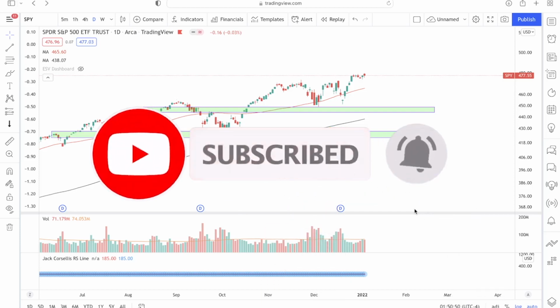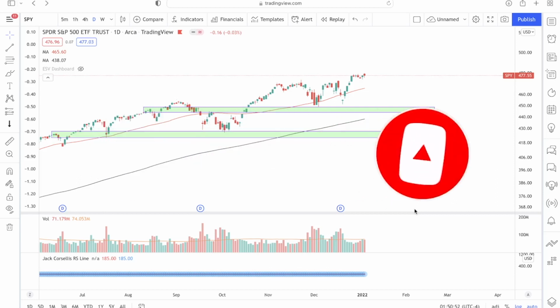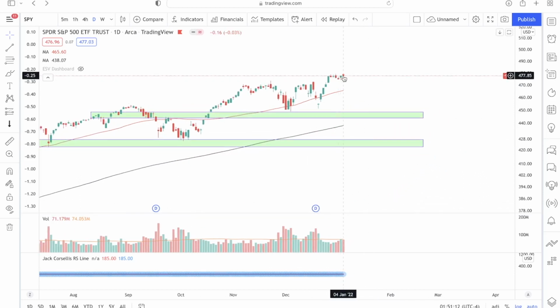Alright, so let's first begin by taking a look at the S&P 500. If we take a look over here, the S&P 500 made a new intraday high at this point. As of the filming of this video, it's the 4th of January 2022. So the S&P 500 picked up where it left off last year, which is on an uptrend.